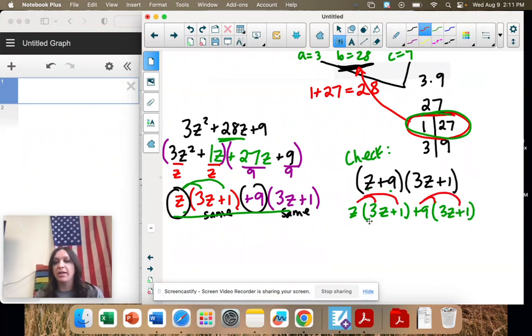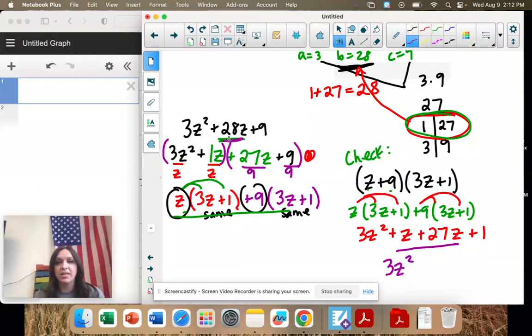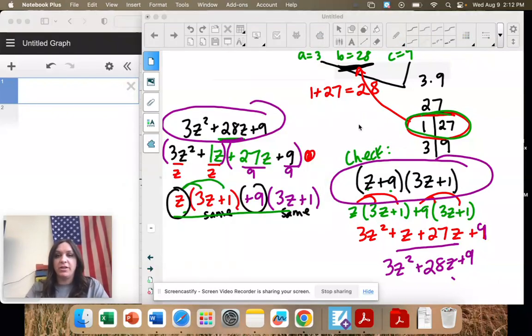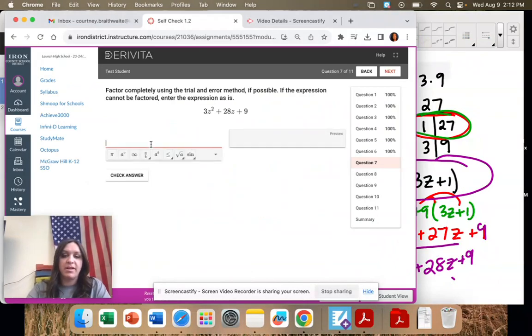And we would multiply 3z squared plus z plus 27z plus 9. Oh, hey, that's this. And then when we add the middle, that's this. We're back to where we started. Oh, I wrote that wrong. 9, 9. See, it's an easy way to check. Did you multiply and get where you started? If it's yes, then here's factored form. Okay, so remember, order does not matter here. You can write either. Doesn't matter what factor you write first because we're multiplying.